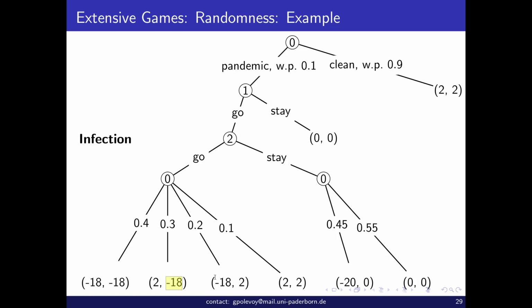The opposite happens, so the first player gets ill and he gets -18, and the second player remains healthy, and this probability 0.1, they both remain healthy. They just enjoy dancing and get 2, 2.